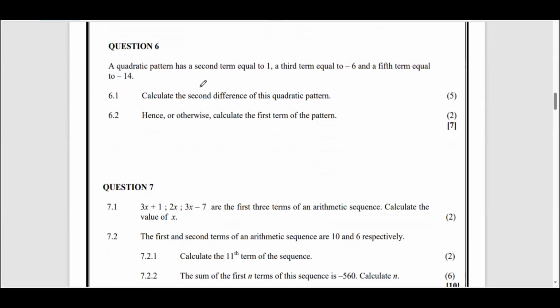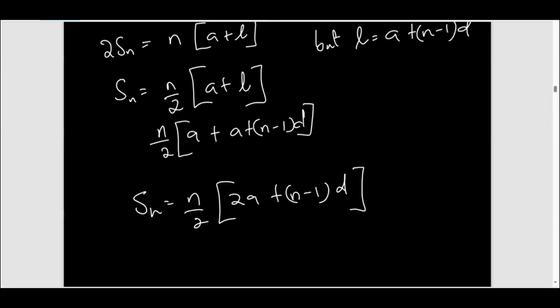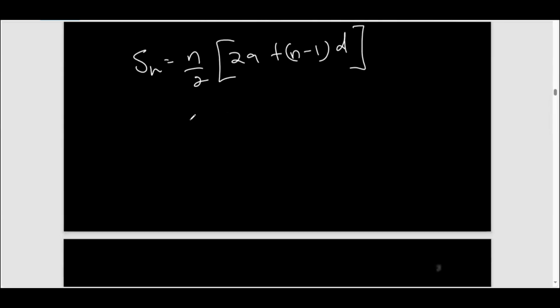Okay, so question 6, they're telling us that there's a quadratic pattern, with a second term that is equal to 1, a third term that is equal to -6, and then a fifth term that's equal to -14. Calculate the second difference of this quadratic pattern. Okay, let's see. This is question number 6. Let's just analyze the question.